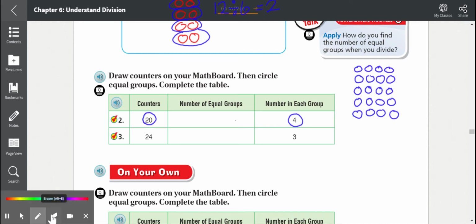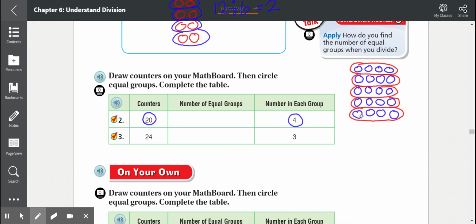All right, now we need to find how many groups there are. So we're going to be circling the groups of 4 to see this missing number. So here's a group of 4. Here's a group of 4. Here's a group of 4, and another, and another. How many groups is that? 1, 2, 3, 4, 5.